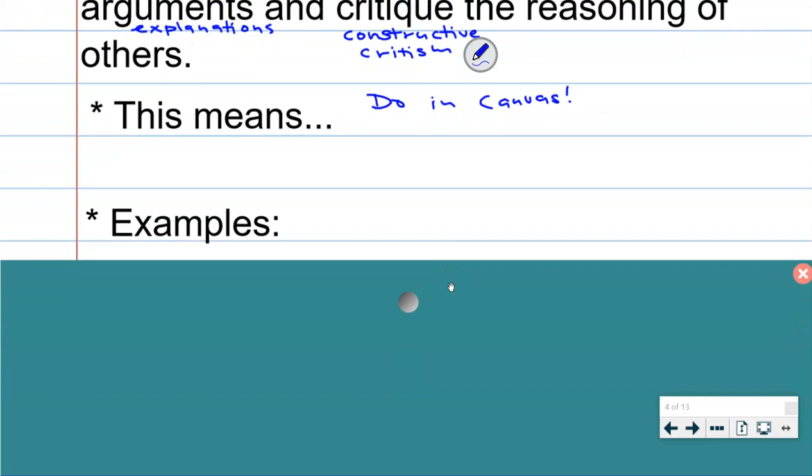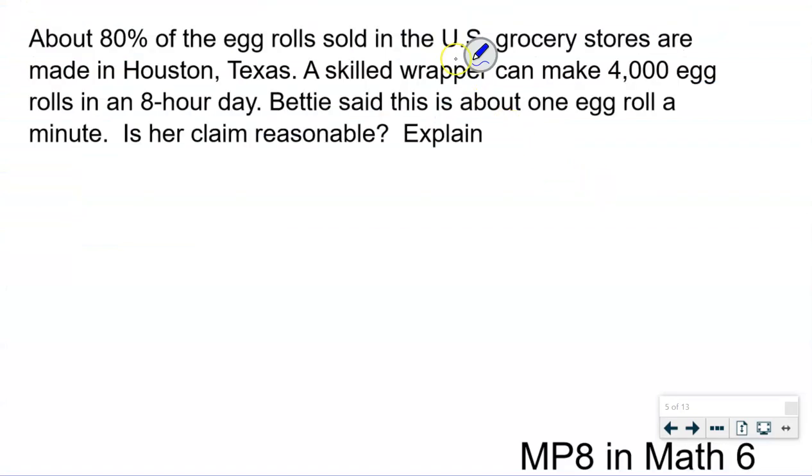So your example is this. About 80% of the egg rolls sold in U.S. grocery stores are made in Houston, Texas. A skilled wrapper can make 4,000 egg rolls in an 8-hour day. Betty said this is about 1 egg roll a minute. Is her claim reasonable? Explain.